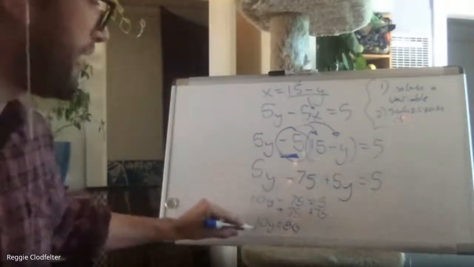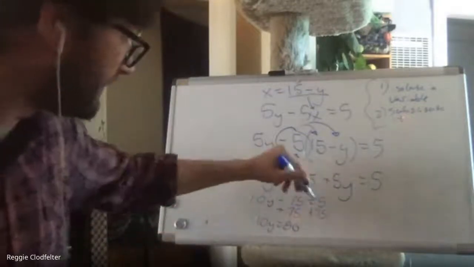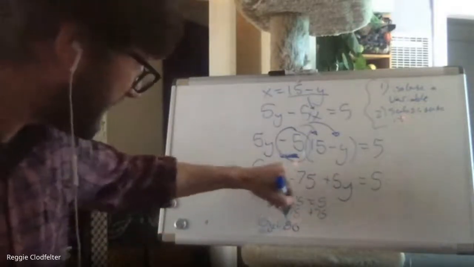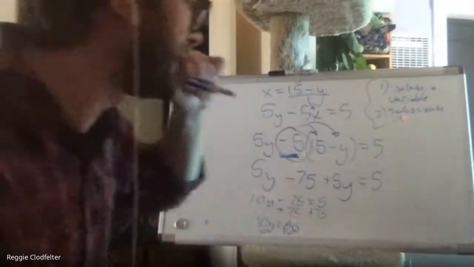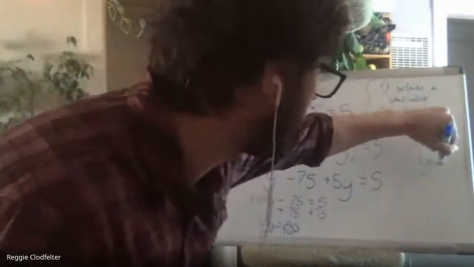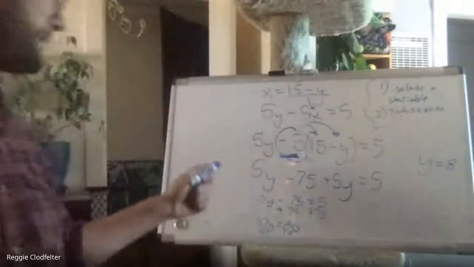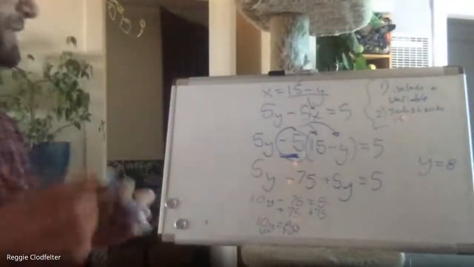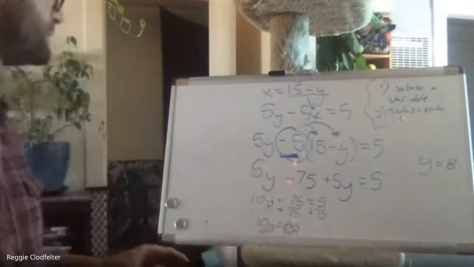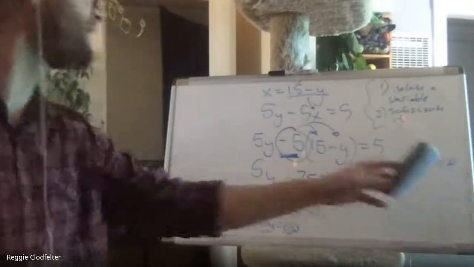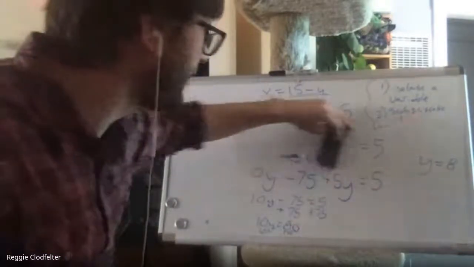So I have 10y equals 80. I can divide by 10. I'm running out of space. But 80 divided by 10 is 8, and 10y divided by 10 is y. So y equals 8. I'm going to erase this unless someone wants me to leave it up right now. So I wrote y equals 8 off to the side. That's how I like to do it. Just keep that over there.